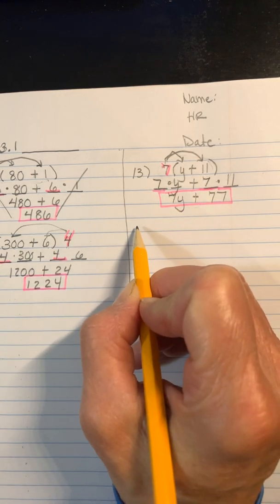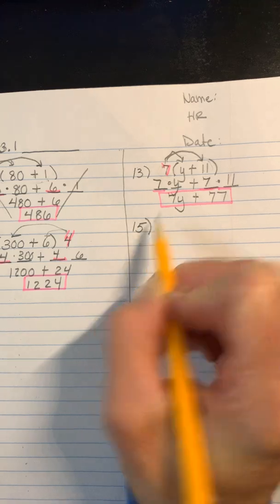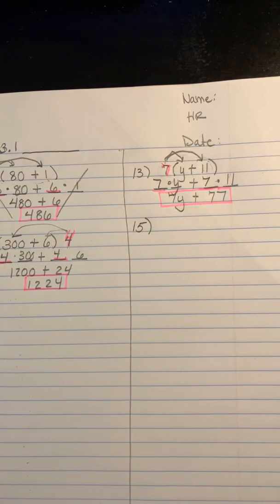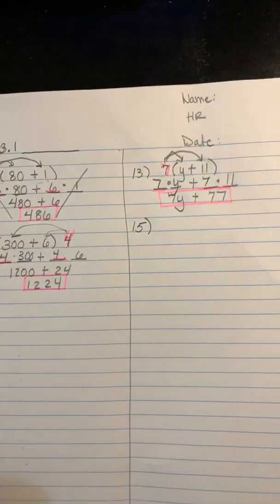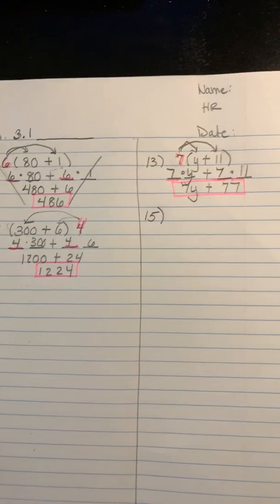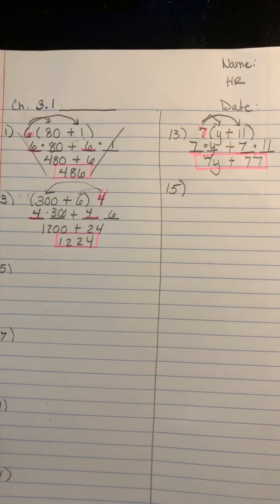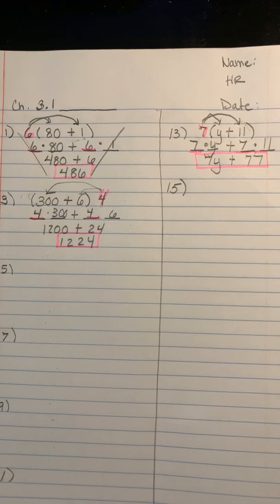And then I'm going to go ahead and skip a line and go on to number 15 and continue down the page. If I need more room, I'm going to turn the page and do it on the back side in the same process. So remember, you have to set up your homework this way. You don't have a choice on this. It's super important.